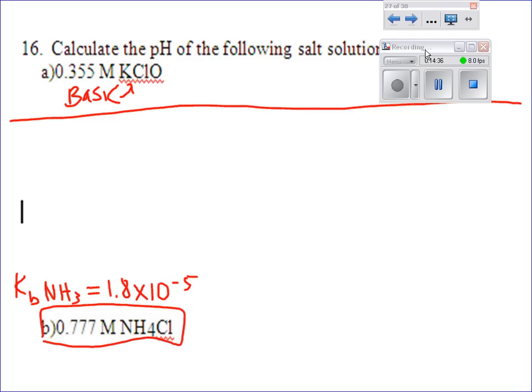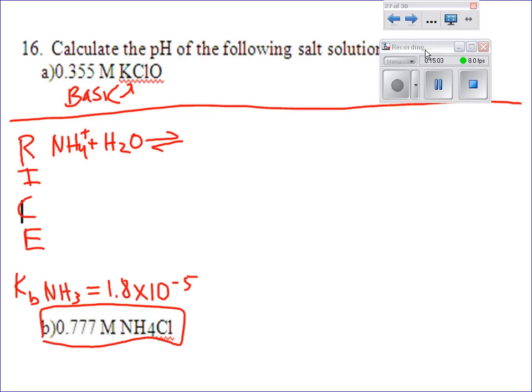Okay, so let's identify. Is this a strong acid or base? No. Is it a weak acid or base? No, it's definitely a salt because I have a polyatomic ion with another ion. So step 1, take the weak part of the salt and add it to water. What would that be in this case? NH4+, and add it to water.